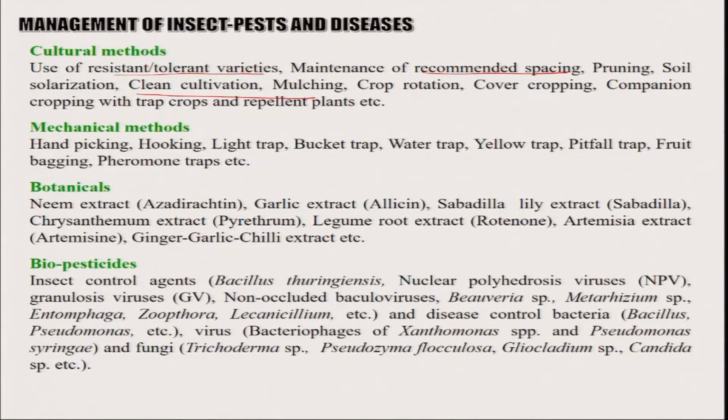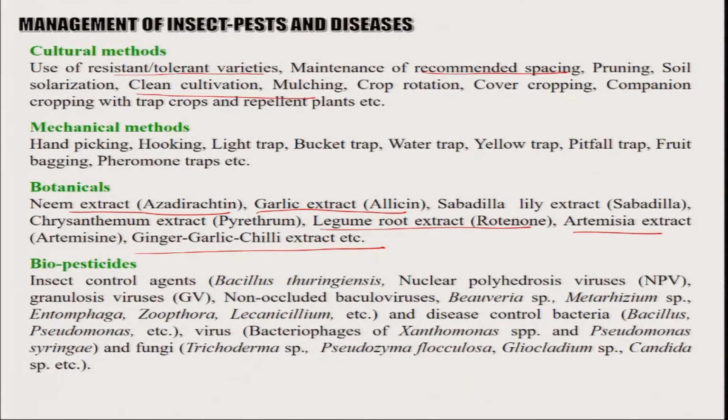Similarly, there are lots of botanicals available nowadays which were not available in the market previously. That is why we can go organic for these high value spice crops like ginger and turmeric. There is neem extract, azadirachtin, and garlic extract. We can also use different types of legume root or artificial extracts, and ginger, garlic, chili extracts. They have some role in defending the plant from different types of insect pests and diseases.